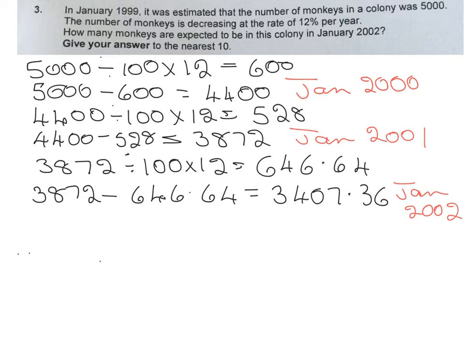So there's our tens there. So we'll look at the number next to it to decide whether we are going to go up or stay the same. In this case, because we have a 7, that means the 0 has to go up. So our final answer at January 2002 is 3,410 monkeys.